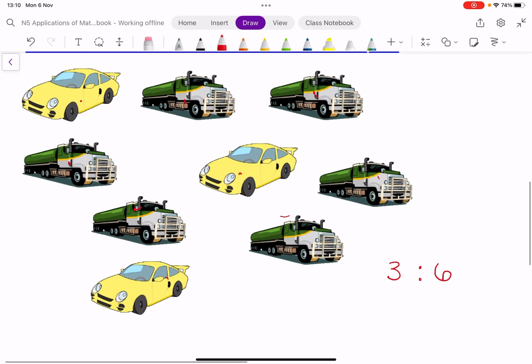Okay. However, just like a fraction, a ratio can simplify. So these are both in the 3 times table. So if we were to divide them both by 3, I would get a ratio of 1 to 2. So we would want to write a ratio in its simplest form.